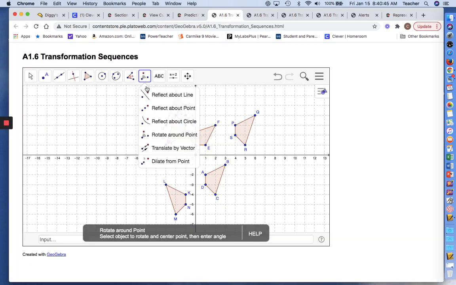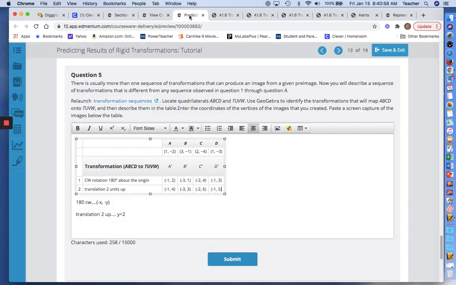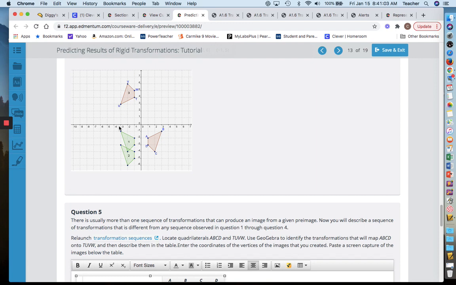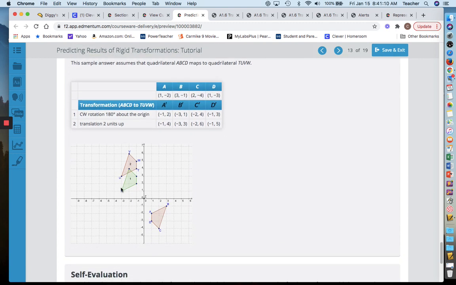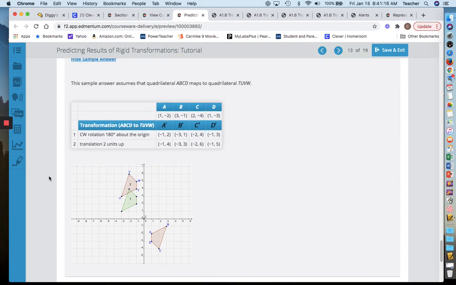So we're going to do translation by vector. Pick your image. And I'm just going to do this one, it's the easiest one. Translate it up 2, and it just moves it into place. So you can see, after you submit, that what we did in question number 4, we reflected, translated, reflected, can be done in 2 moves just by doing a rotation and then a translation. So sometimes it's easier to do 2 moves than it is to do 3 moves.